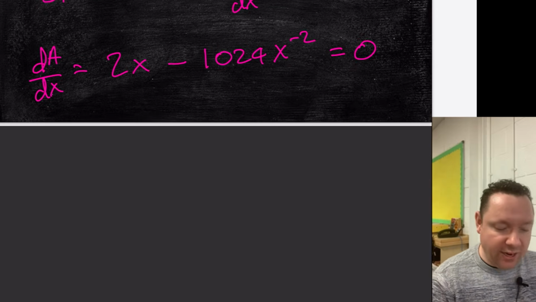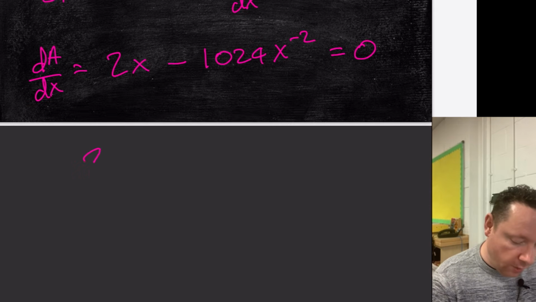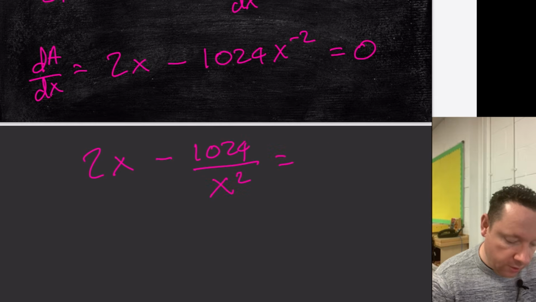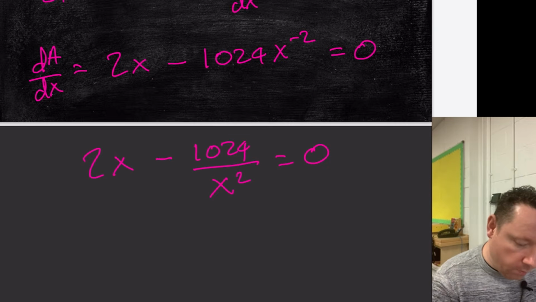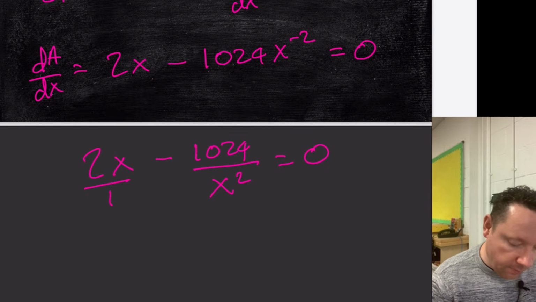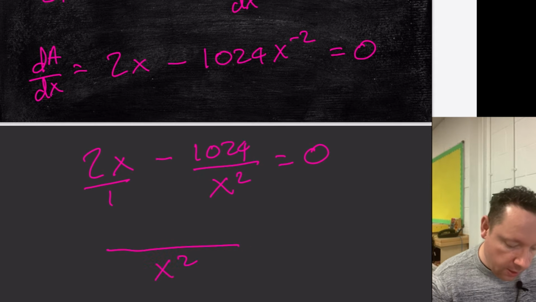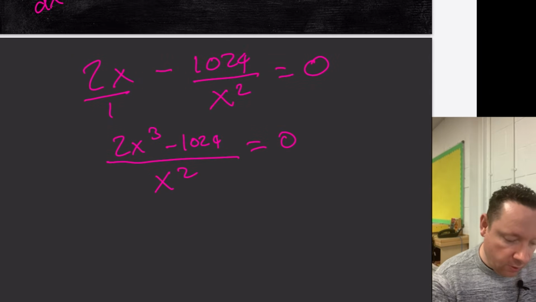Well, we can't solve an equation with an x to the minus 2 in it, so let's just make that 2x minus 1024 over x squared equals 0. And then we can just use algebraic fractions, we can find the common denominator. So putting that over 1, times them together, we get x squared on the bottom. 2x times x squared is 2x cubed. And then minus 1024 times 1 equals 0. And now, since that equals 0, you can think of this equals that times 0, which is 0. So 2x cubed minus 1024 equals 0.